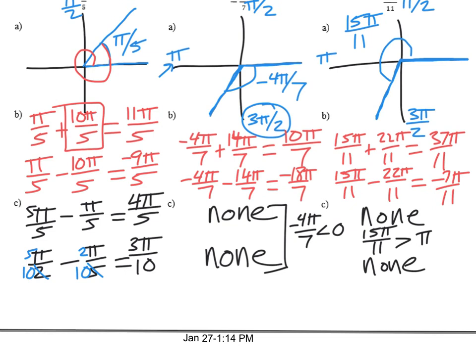And then obviously down here for the complement, 15 pi over 11. If it's bigger than pi, it's bigger than pi over 2. So again, too big, none.